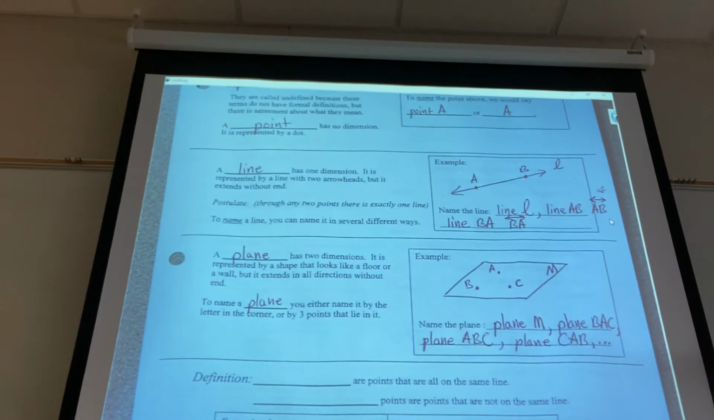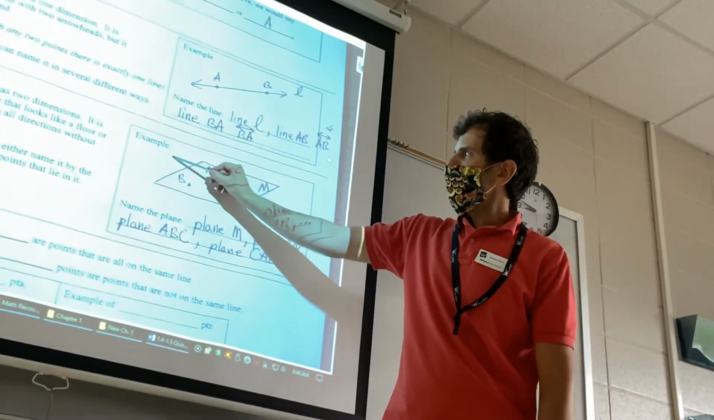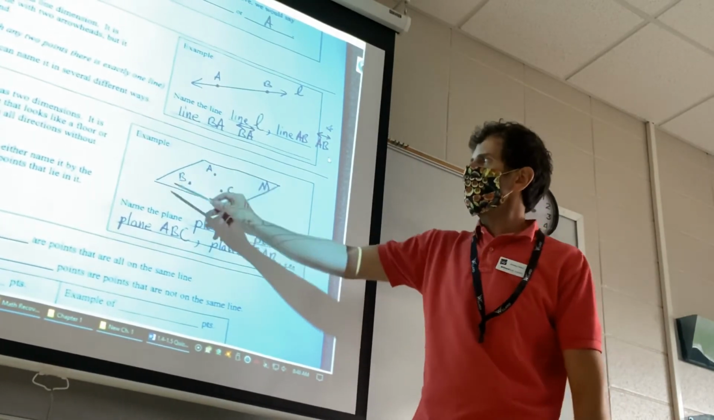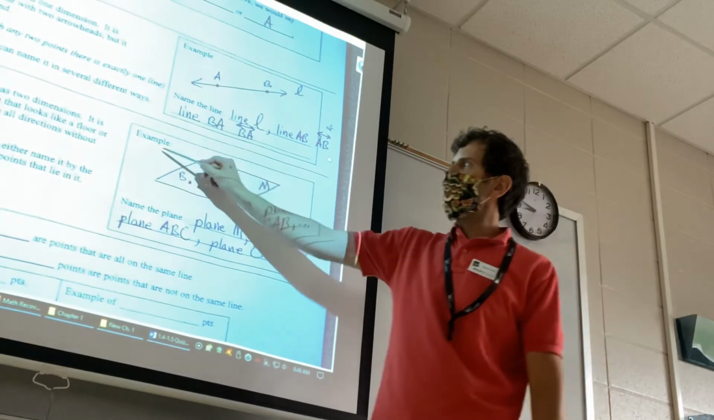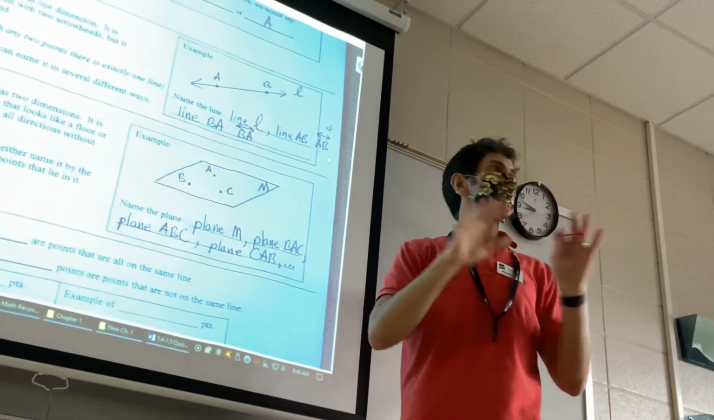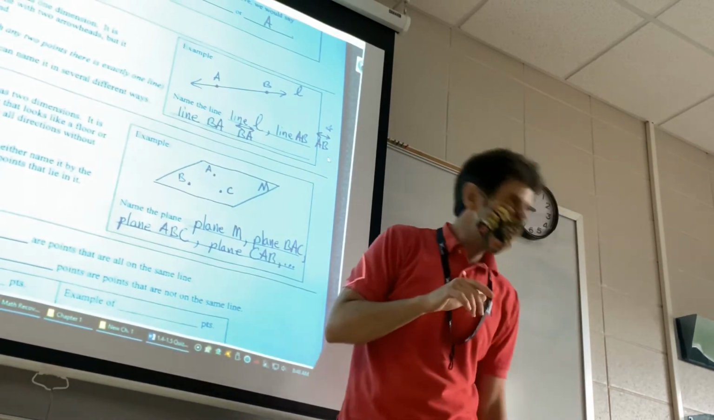So even if it's not formally drawn, if I add another point outside that's not in the drawing that I've made for this plane, if I put a point outside of it, it's outside the plane.